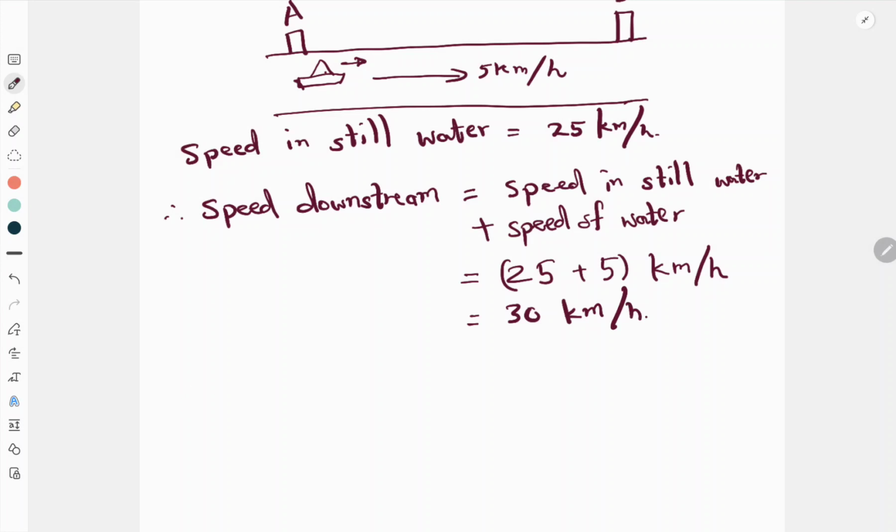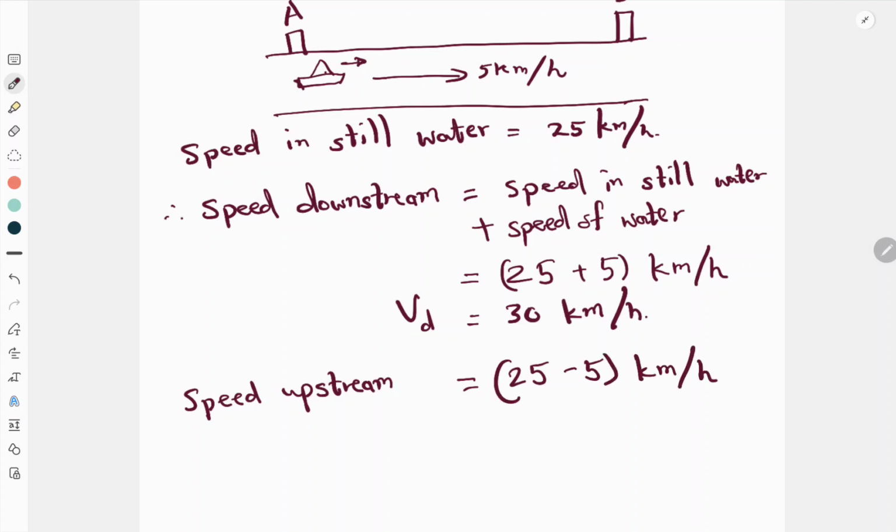Similarly, speed upstream. Let's give this a name. I'm going to call it V downstream, and speed upstream is equal to, using the same logic, 25 minus 5 kilometers per hour, because you are trying to go against the flow of the river. So the water is pushing you back literally at a speed of 5 kilometers per hour, but your own speed is 25 in still water. So your speed upstream would be 20 kilometers per hour.